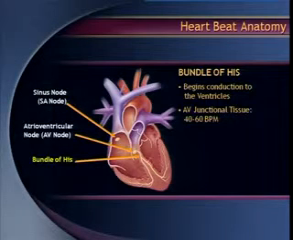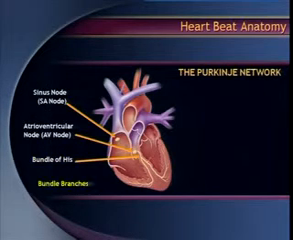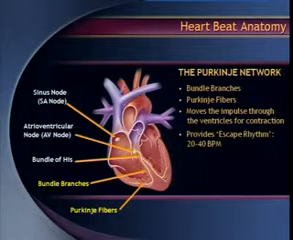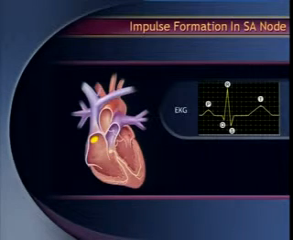A small structure is there, that is the bundle of His. A delay occurs there and it conducts to the bundle branches and to the Purkinje cells, forming the ventricular contraction. If the SA node fails, the AV node takes up. If the AV node fails, the Purkinje or the bundle branch takes up at the speed of 20 to 40 beats per minute.